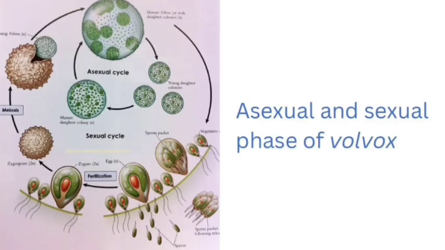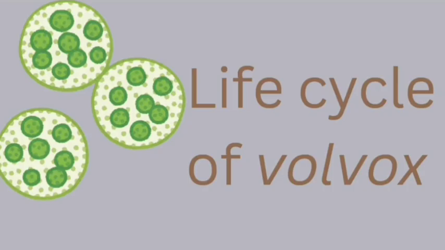Here is the pictorial representation of the cycles, asexual cycle and sexual cycle of Volvox. Here you can see the process as we have talked about earlier in the previous slide. So here is the same process, how it undergoes reproduction by asexual and sexual methods. Let's move further and talk about the life cycle of Volvox.